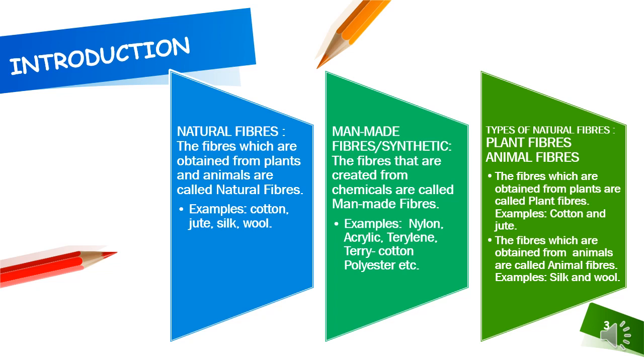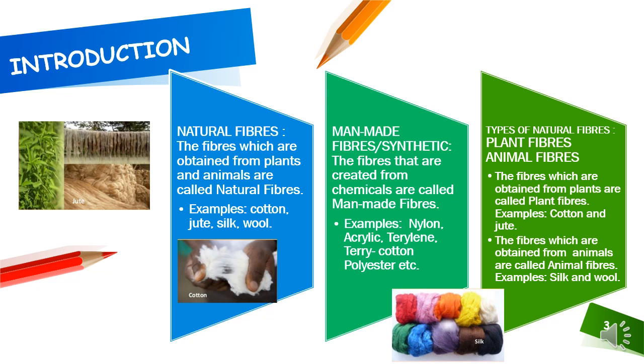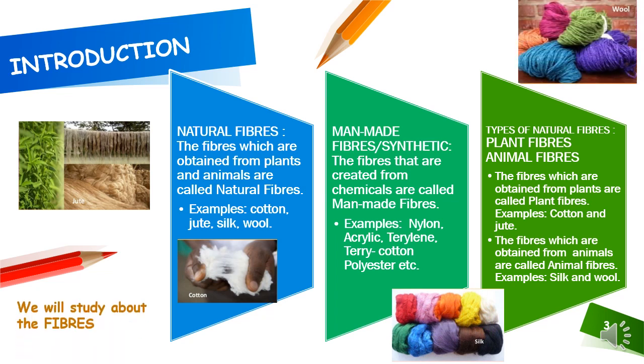There are two types of natural fibers, that is plant fibers and animal fibers. The fibers which are obtained from plants are called plant fibers. Example: cotton and jute. The fibers which are obtained from animals are called animal fibers. Example: silk and wool.